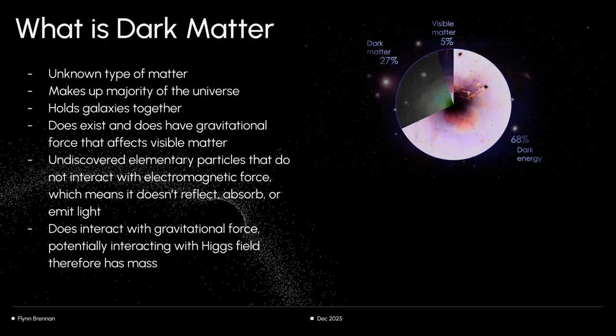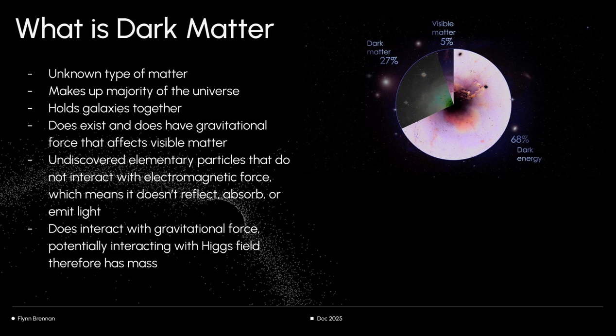And this chart on the right shows visible matter making up 5% of the universe, dark matter making up 27%, and dark energy making up 68%, which is different from dark matter, and I will not be explaining it, but it's a completely different thing.